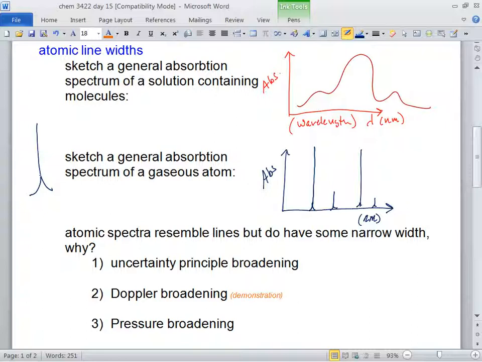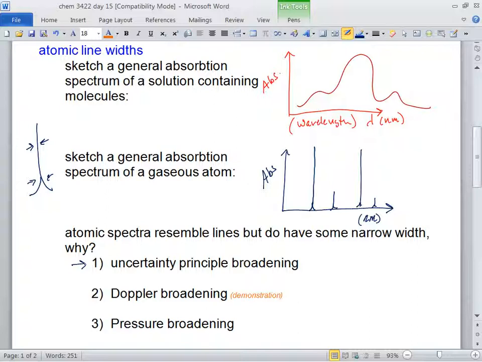Atomic spectra resemble lines, but they do have some narrow width, right? It's not just a single wavelength. There is some width there. Okay, and it's due to 3 reasons. The first one, uncertainty principle broadening.